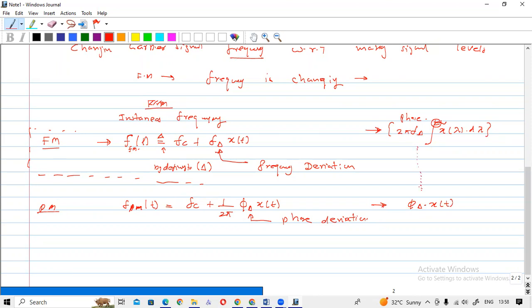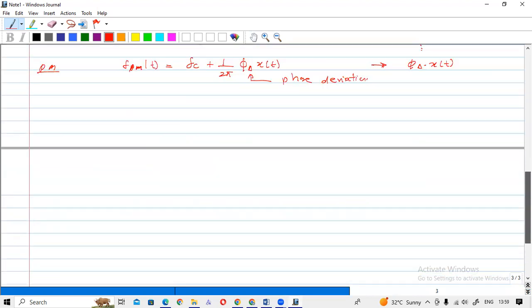You can see that from a mathematical point of view, sorry, frequency modulation is more complex because the integral is also associated with the signal. By comparing these two, from a mathematical point of view, phase modulation is somewhat simple. So we are now talking about phase modulation.